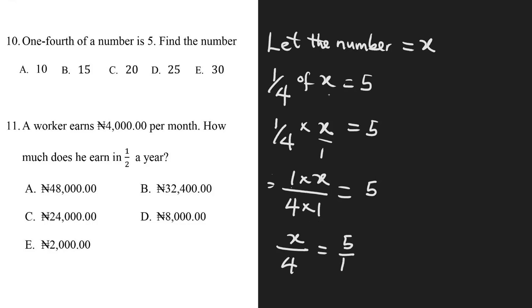Balance it with 1 and cross multiply. If we cross multiply, what are we going to have? We have x times 1 is x equals to 5 times 4 is 20. So our x is equals to 20. So the number is actually 20. So let's check our options. Of course, we have C as the answer. So let's go to number 11.